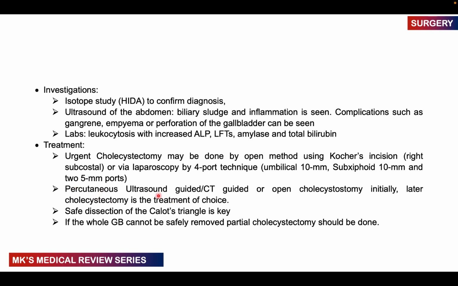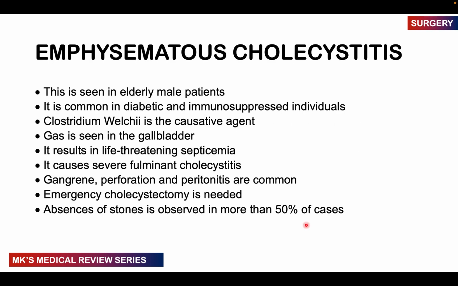Then, of course, percutaneous ultrasound-guided, or even CT-guided, or even an open cholecystostomy is initially done. Then later on, you perform a cholecystectomy as the treatment. Then sometimes you may get safe dissection of Calot's triangle, which is actually key when you're performing the procedure. And if the whole gallbladder cannot be safely removed, then a partial cholecystectomy can actually be done.